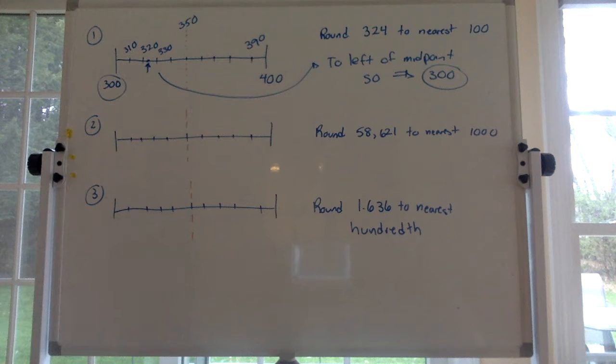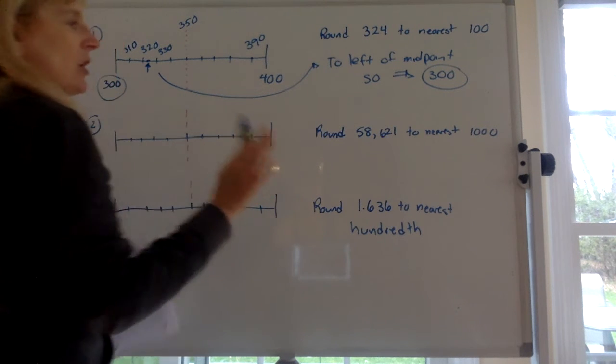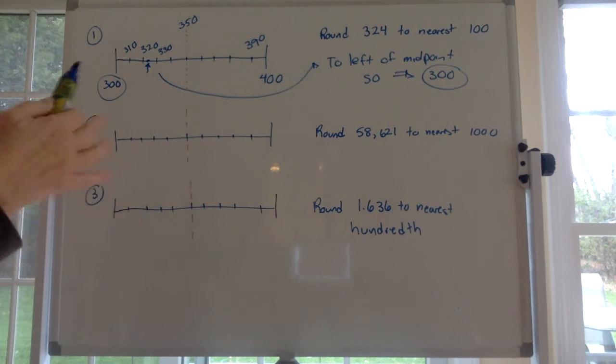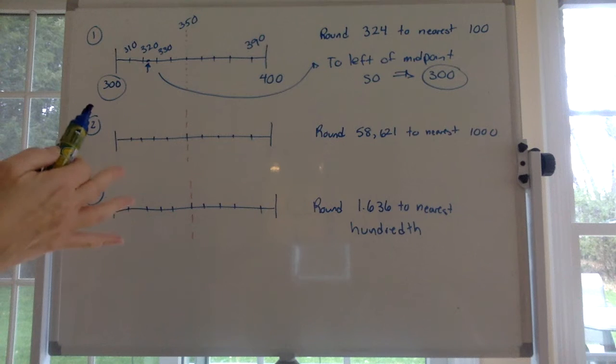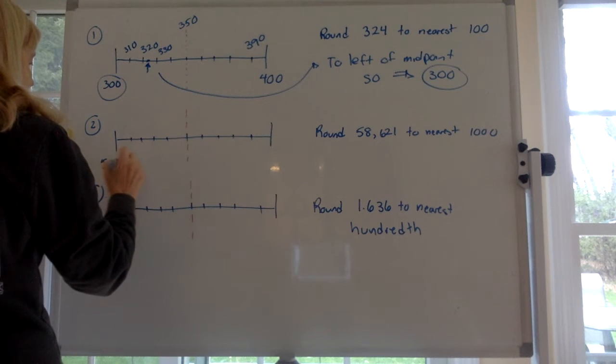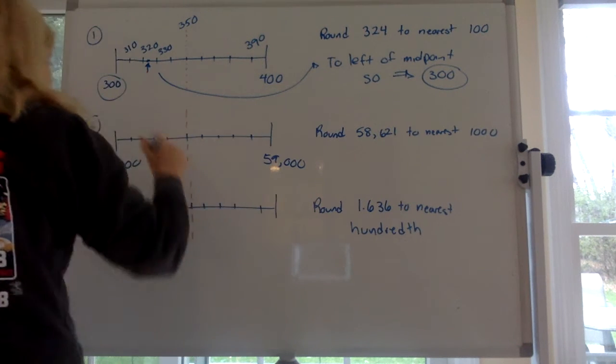The second one says round 58,621 to the nearest 1,000. So you want your 2 big tick marks to be 1,000 apart. So you think, what 2 1,000s is 58,621 in between? Well, I think you can tell it's between 58,000 and 59,000. And we can start labeling these.